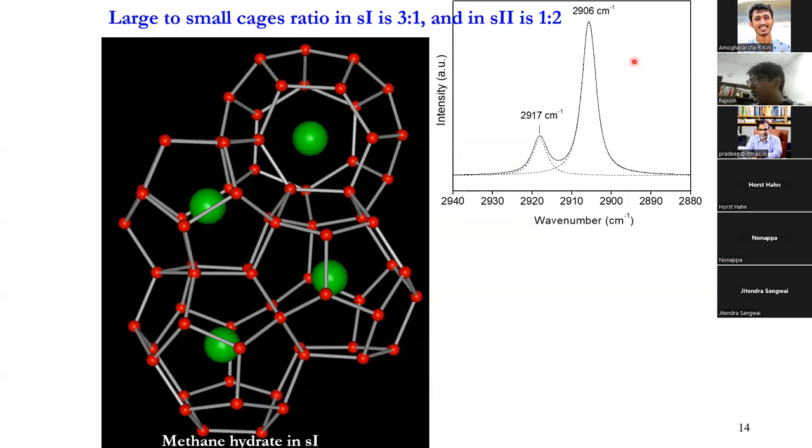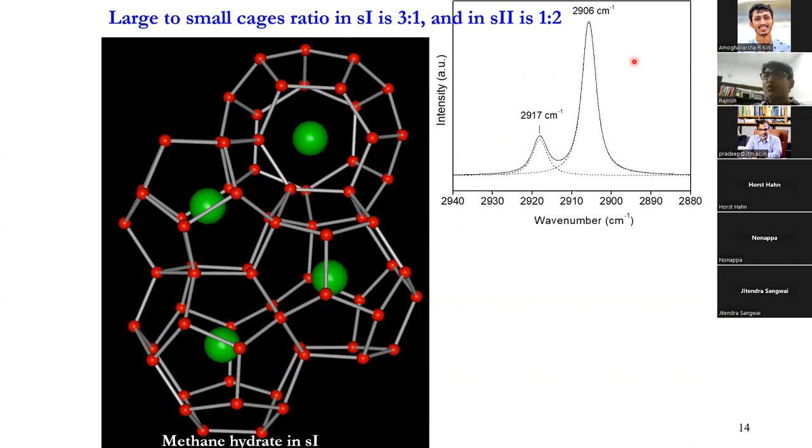One of the easiest ways to analyze which cages the molecules have occupied in a hydrate phase is by Raman spectroscopy, because Raman spectroscopy is more easily available. You can easily do solid state Raman spectroscopy on the hydrate phase, which has been cooled to liquid nitrogen temperature. In minutes, you get a lot of information. If you have to do magic angle spinning NMR, it will take a lot of effort and also require a very specialized set of equipment. So if I can do by Raman spectroscopy something very similar to what NMR gives me, it will be very useful for me.